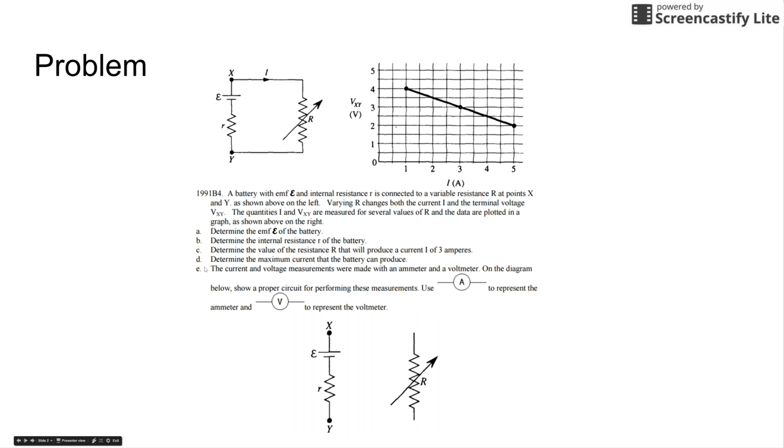And then letter E, the current and voltage measurements were made with an ammeter and a voltmeter. On the diagram below, show a proper circuit for performing these measurements. Use this to represent the ammeter and this to represent the voltmeter.